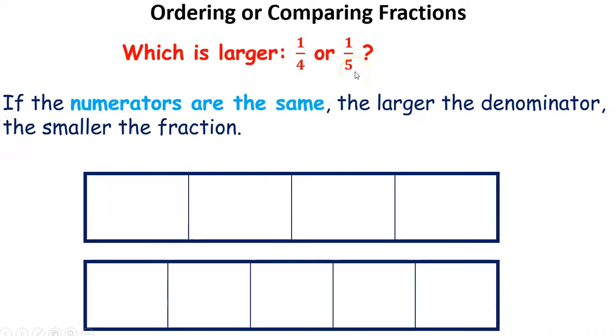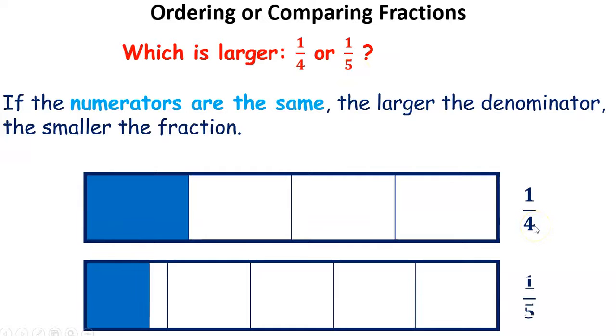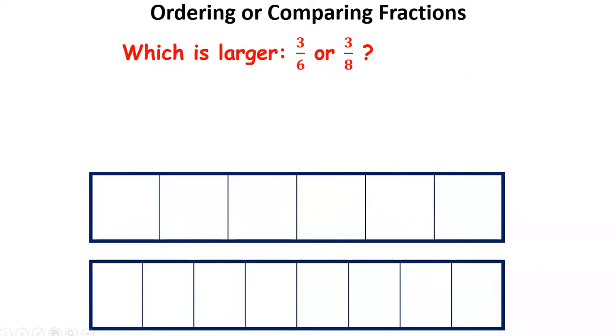And let's have a bit of a look. I've got 1 part out of 4, or I've got 1 part out of 5. Now you can see in this case that 1 part out of 4 is slightly larger than 1 part out of 5. Okay? So 1/4, or a quarter, is greater than 1/5. So 1/4 is a larger fraction.